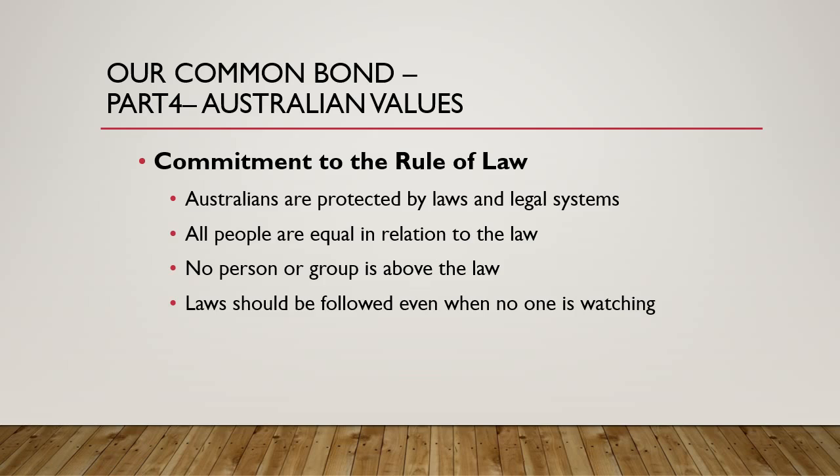So some key points: commitment to the rule of law. All Australians are protected by laws and legal systems. All people are equal in relation to the law. No person or group is above the law. Law should be followed even when no one is watching.